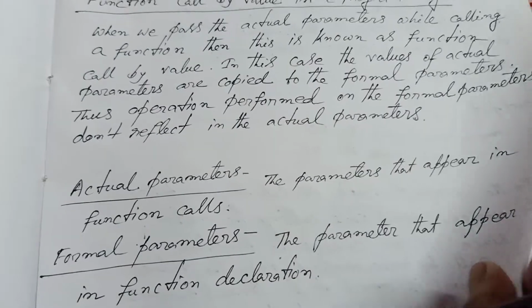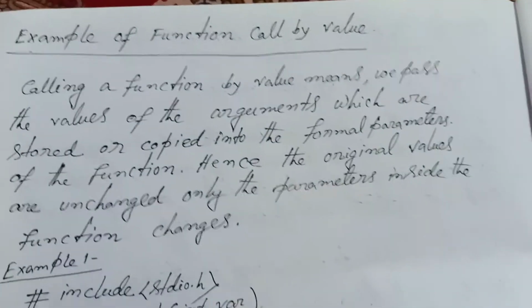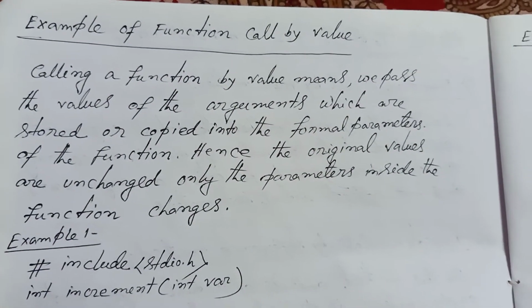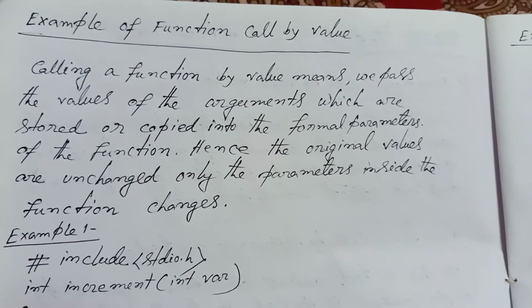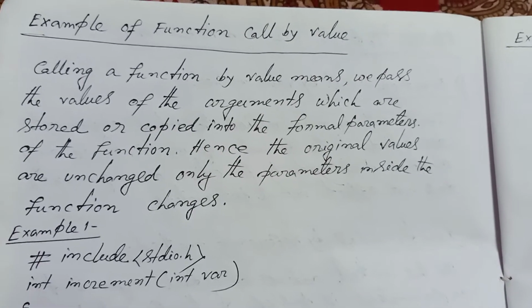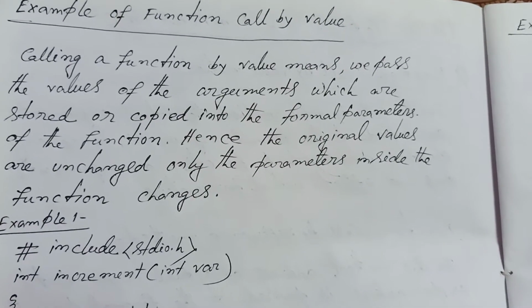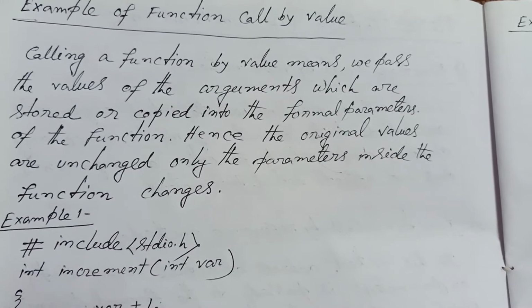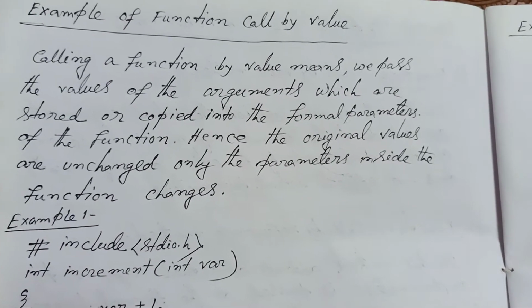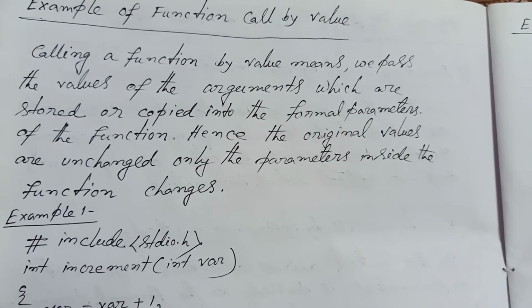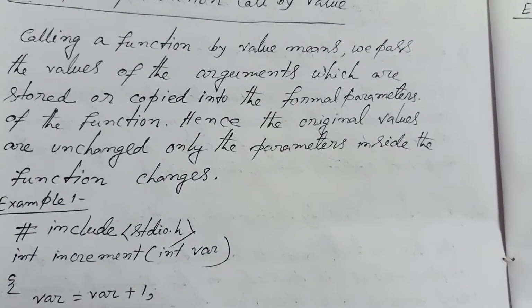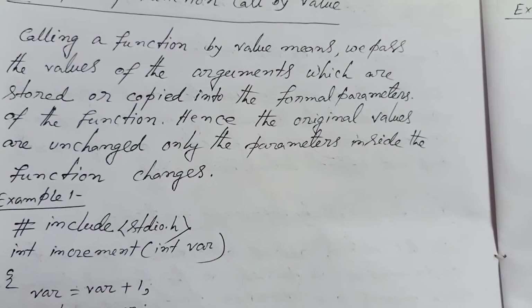Let's take an example to make the function call by value method clear. Calling a function by value means we pass the value of arguments, which are copied into the formal parameters of the function. Hence, the original values are unchanged; only the parameter inside the function changes.